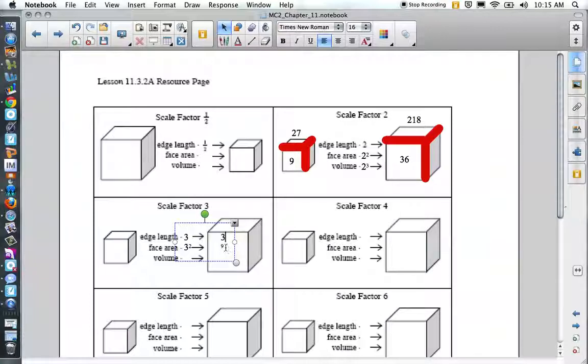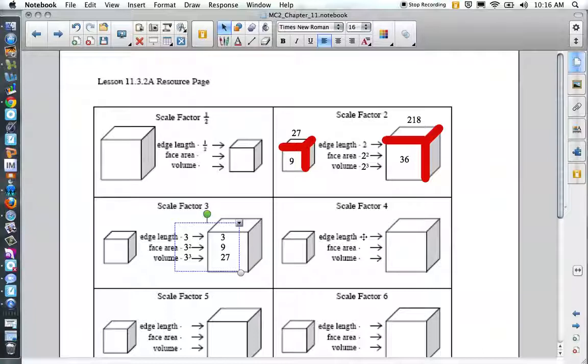So the edge length is 3 times bigger. The face area is going to be 9 times bigger. And then the volume is going to be 3 to the third power bigger. Again, 3 to the third power, a lot of people want to say that equals 9 because they like to go 3 by 3, but that is not correct. You've got to go 3 times 3 times 3, which is going to be 27 times bigger. So if the volume of this first cube was 10, the volume of this one would be 270, 27 times bigger.